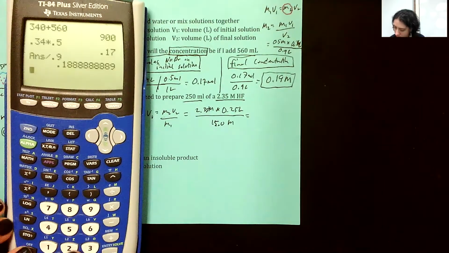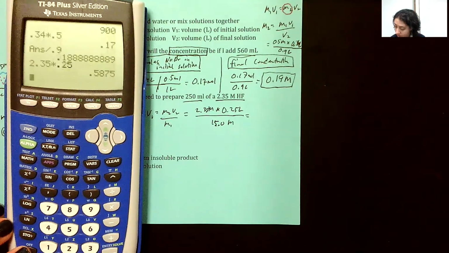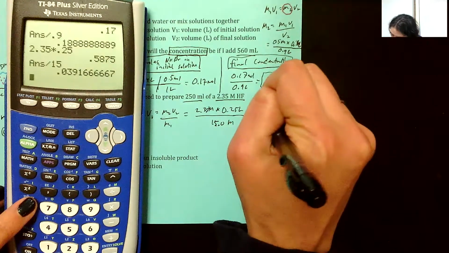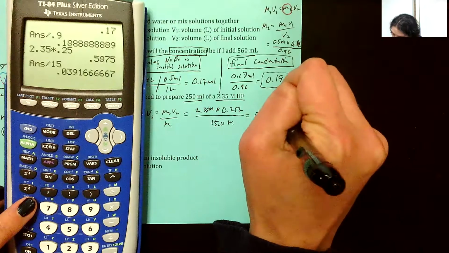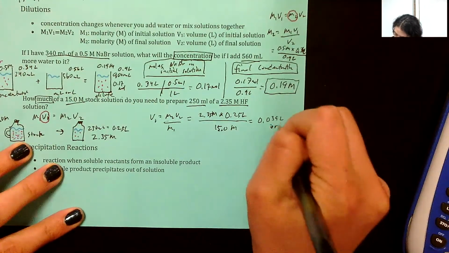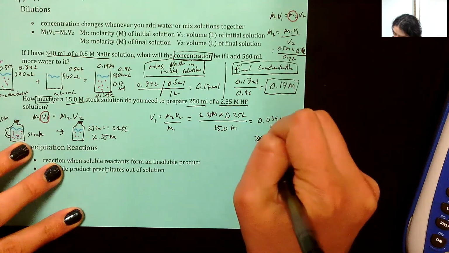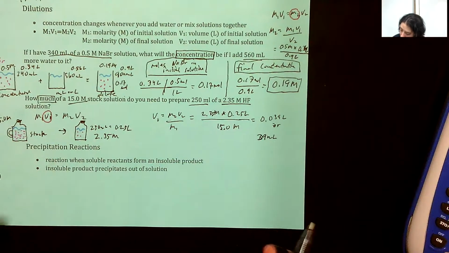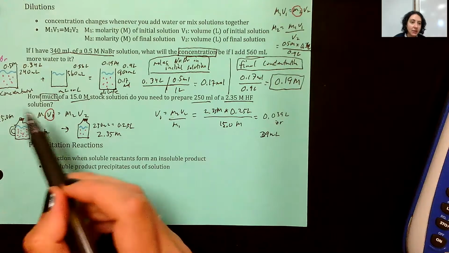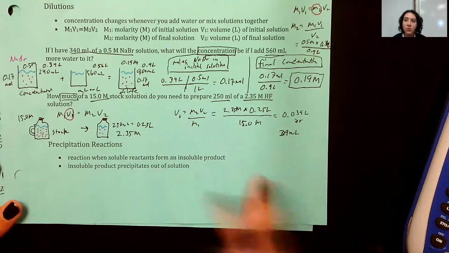So 2.35 times 0.25 divided by 15 is going to be 0.039 liters, which if we want, we can also write as 39 milliliters. So that basically means that in order to make the solution, we're going to need 39 milliliters of this stock. We're going to add it to 200.